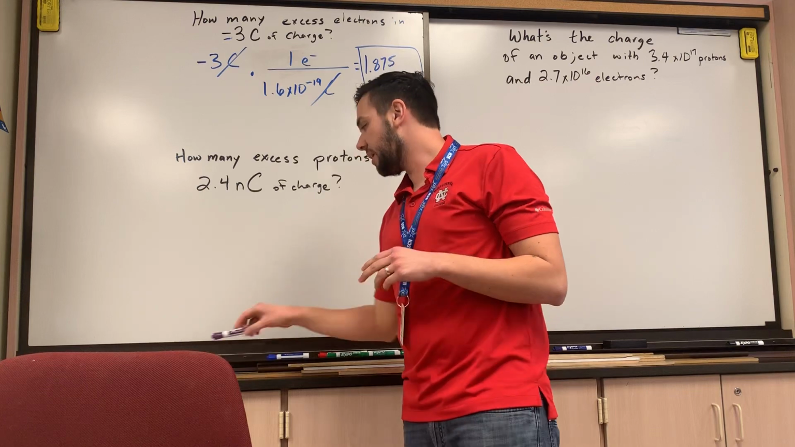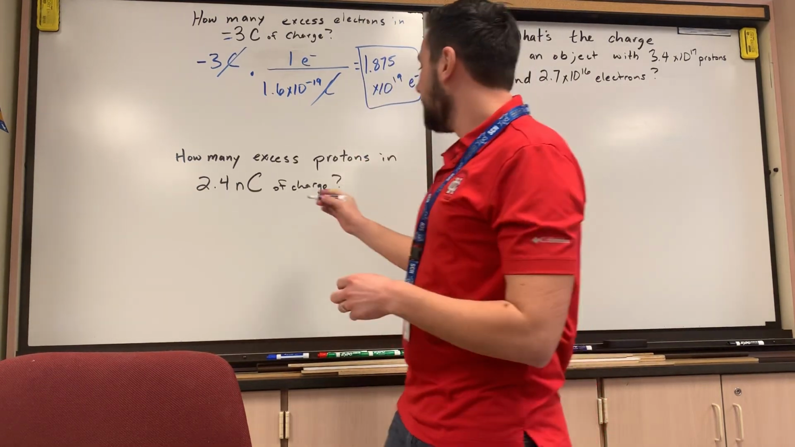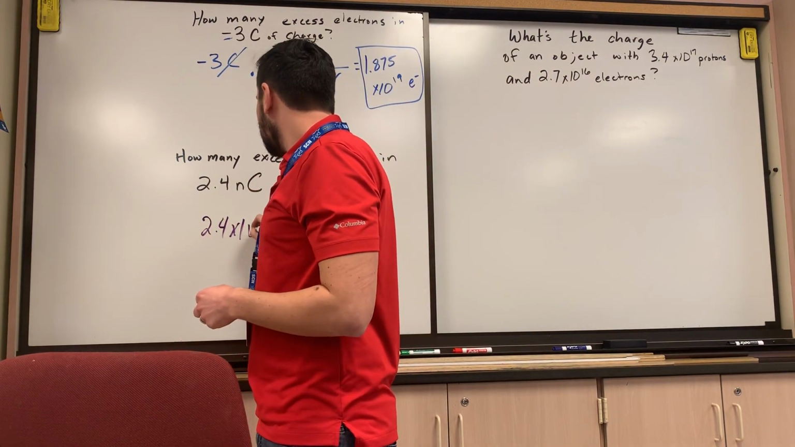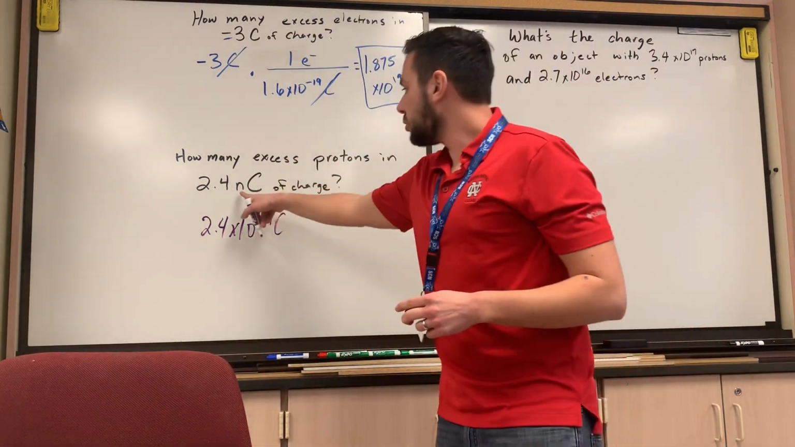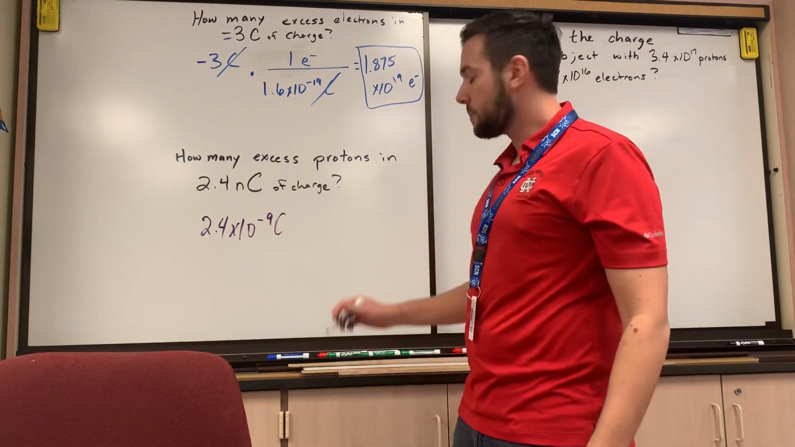The second thing, how many excess protons are in 2.4 nanocoulombs of charge? So this is where you want to think about, what does a nanocoulomb actually mean? All that means is that I'm starting with 2.4 times 10 to the -9 coulombs of charge. So nanocoulomb means times 10 to the -9. That nano prefix means that.